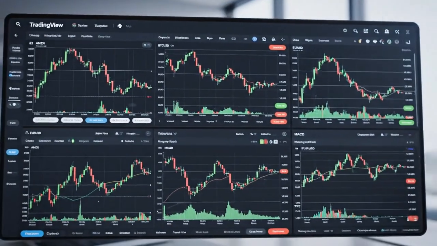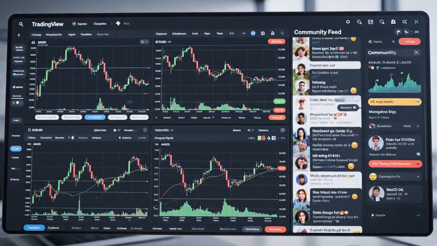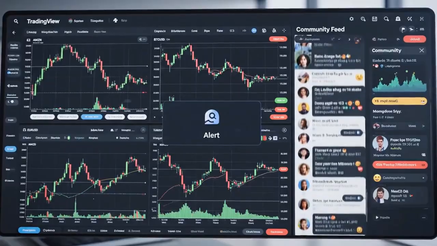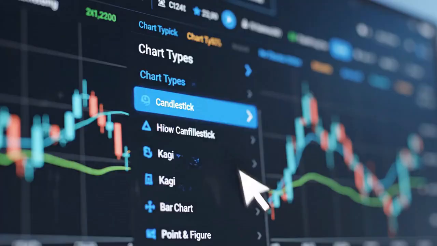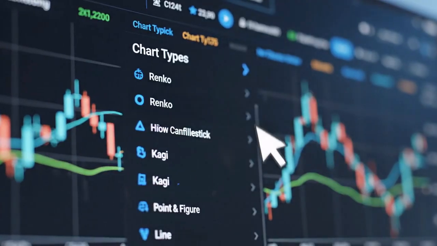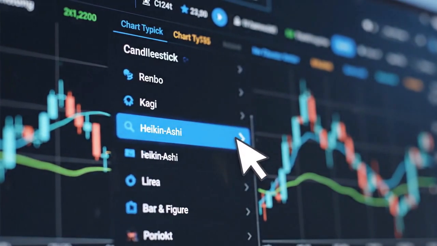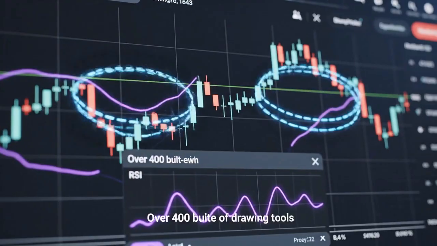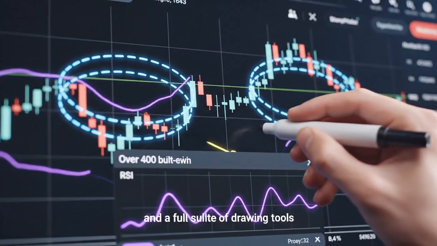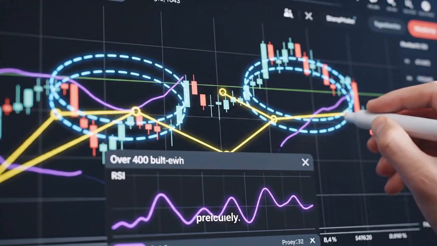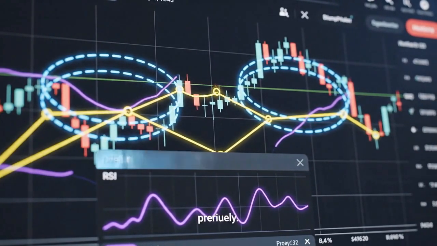It combines design and power, elegant interface plus advanced features built for serious trading. With 20-plus chart types, including Renko and Kagi, you can analyze markets the way you trade. Over 400 built-in indicators and a full suite of drawing tools let you map and track your setups precisely.